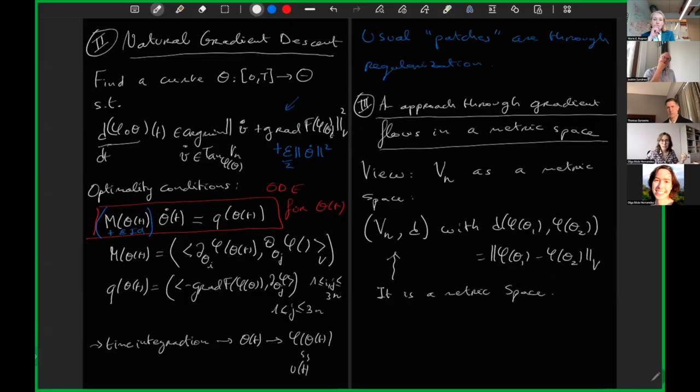And then the task is to define an evolution in this metric space, which is closely related to the original one in the Hilbert space. So the task now is to define a gradient flow on this metric space.